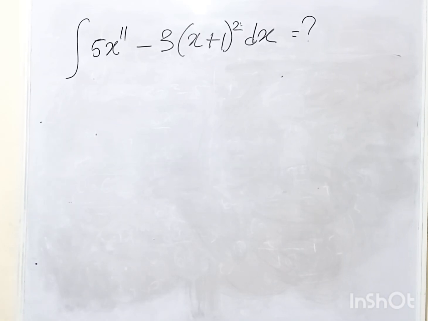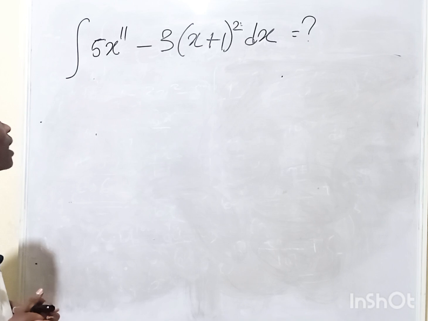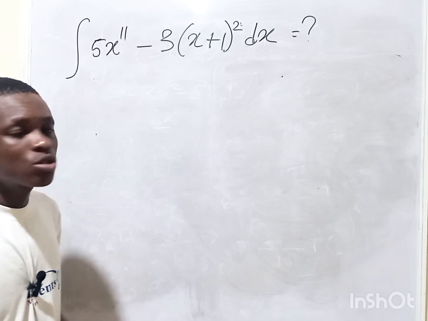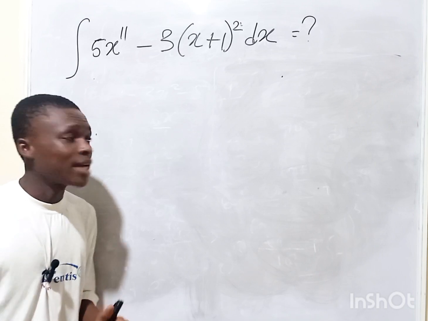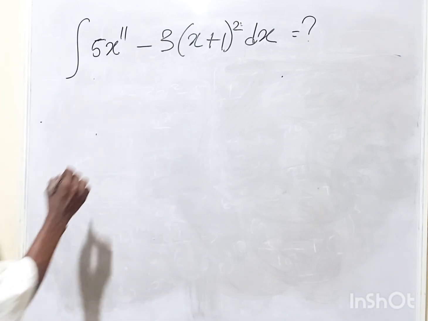Hello and welcome back. Our task today is to see how we can integrate this problem. That is the integral of (5x^11 - 3(x+1)^2) dx. So how do we integrate this problem? First of all, this is what we are going to do.